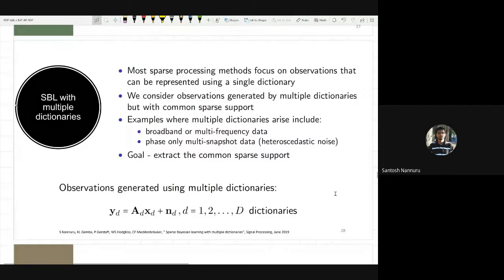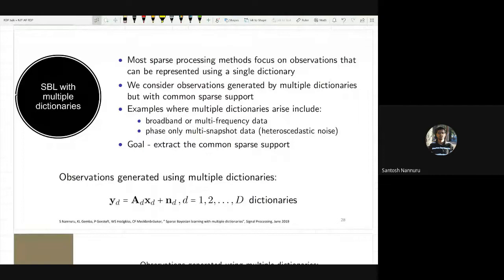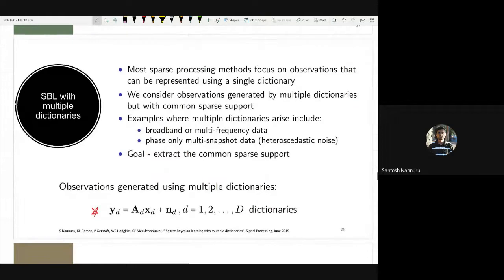So multiple dictionaries. The idea is something like this. Earlier, when we say multiple snapshots, what we assume is the same A matrix is there, but X is slightly different and Y is different, right? So it's a single dictionary. All observations are tied up by a single dictionary, and you can use regular SBL to deal with it.